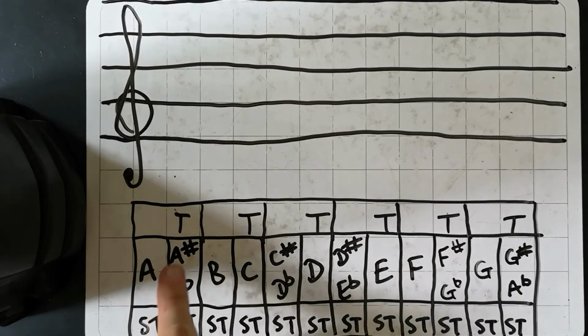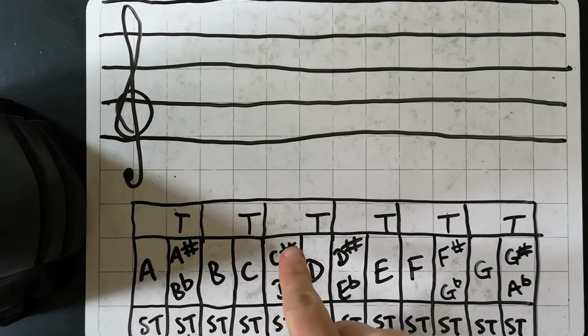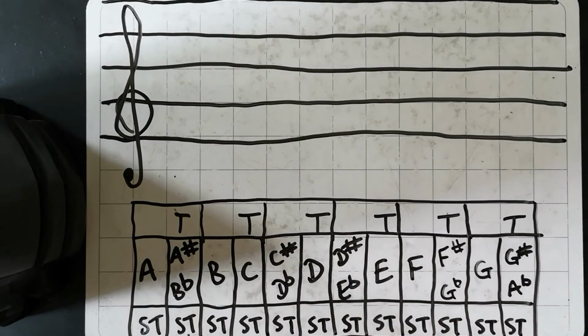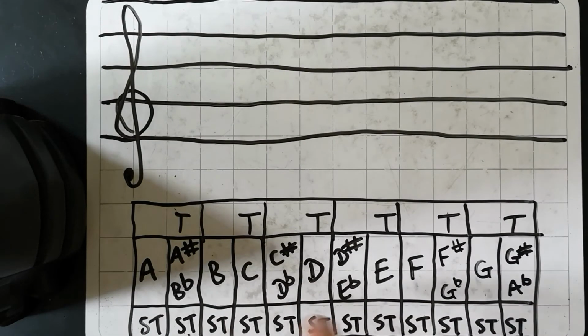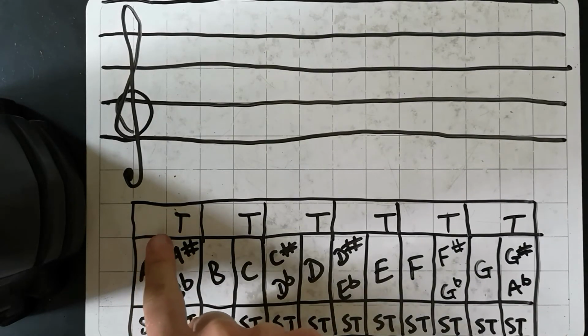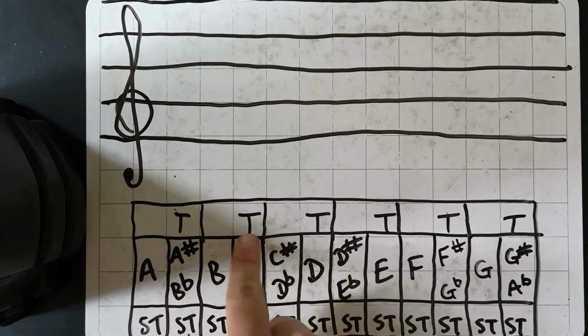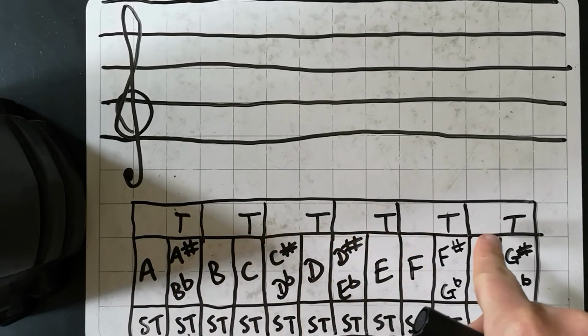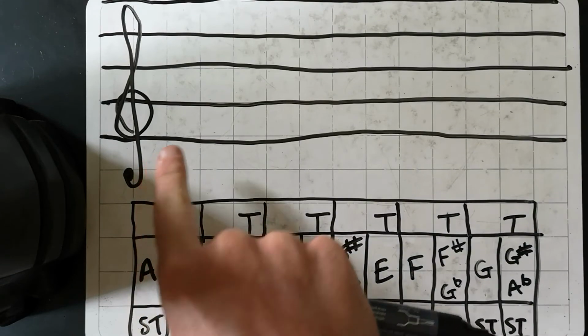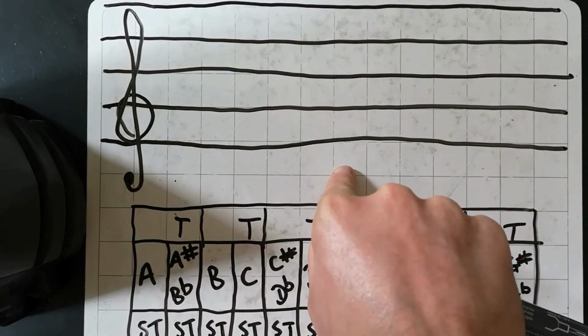So A sharp and B flat, one on top of the other. Okay, C sharp and D flat, one on top of the other. Then do a grid like I've done and separate them out with lines and indicate that there is a semitone distance between them all. And if you want to, indicate that a tone is 2 semitones.